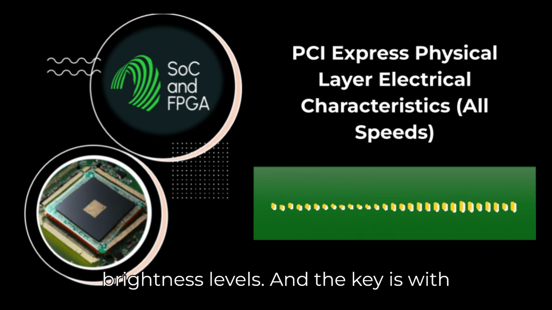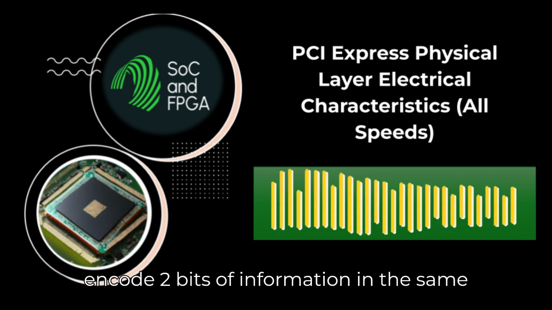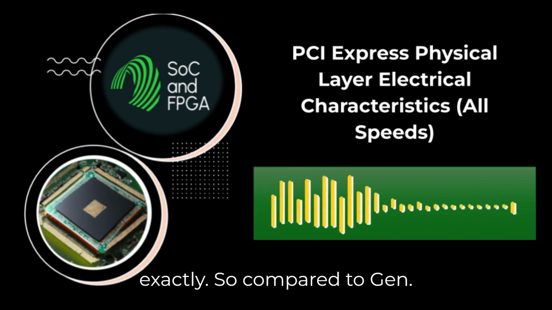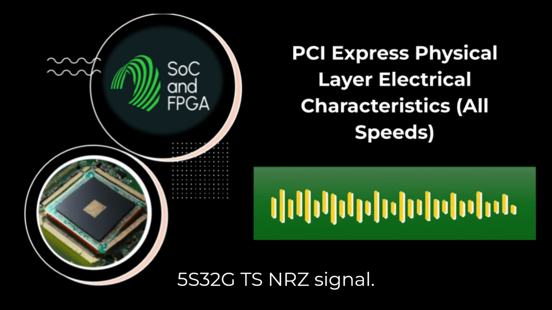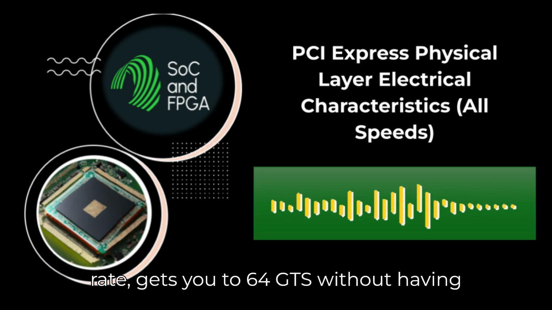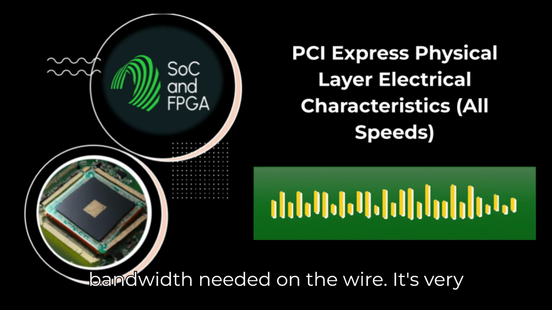And the key is, with 4 distinct voltage levels, you can encode 2 bits of information in the same time slot, the same symbol period. Oh, okay. 2 bits per symbol instead of 1. Exactly. So compared to Gen 5's 32 GT/s NRZ signal, PAM4 effectively doubles the raw data rate, gets you to 64 GT/s without having to double the fundamental frequency, the bandwidth needed on the wire.